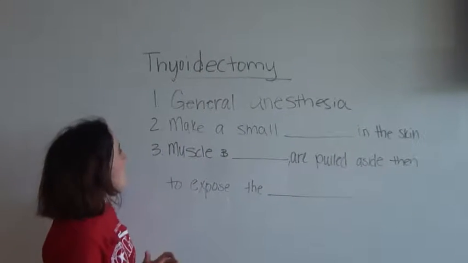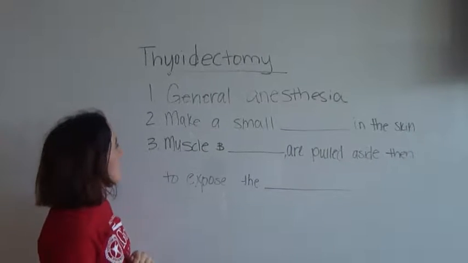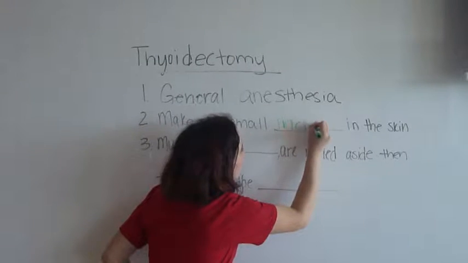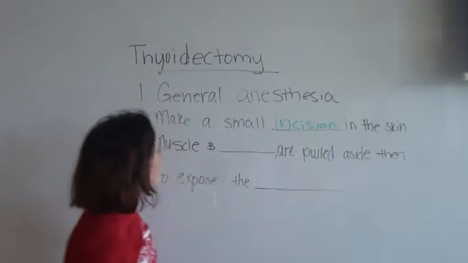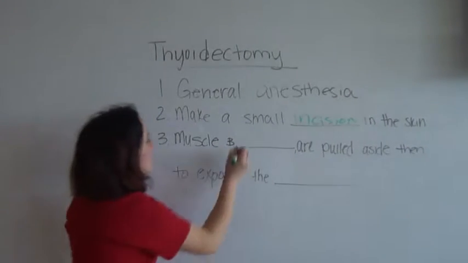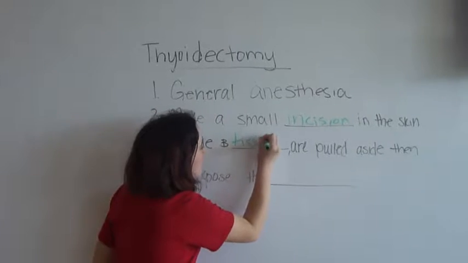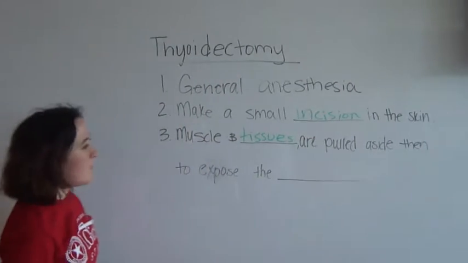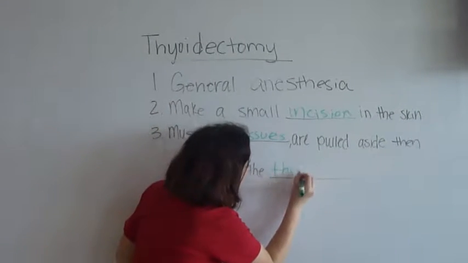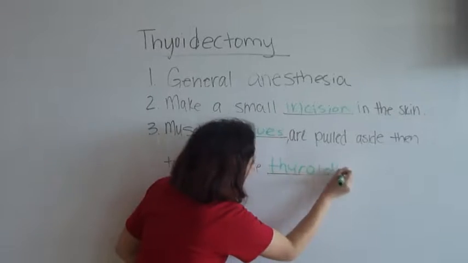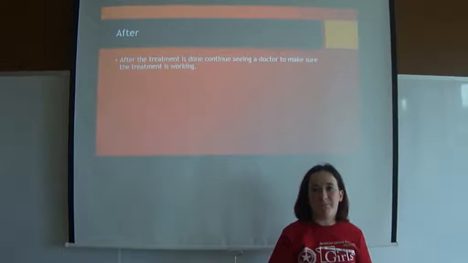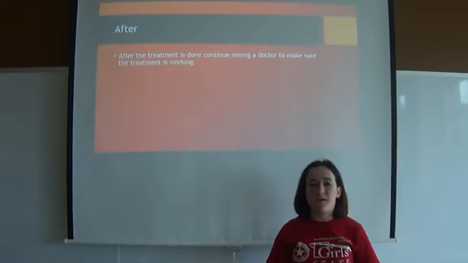First thing they do, they put you under general anesthesia. Second, they make a small incision in the skin. Third and final thing that happens in the surgery, muscle and tissues are pulled aside to expose the thyroid.